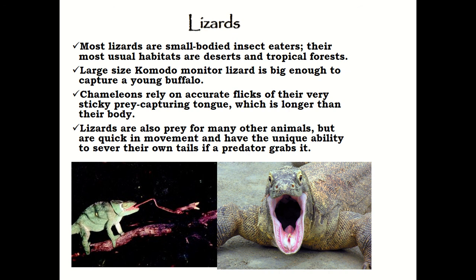Next example of reptiles is lizard. Lizards are small-bodied insect eaters whose usual habitats are deserts and tropical forests. The large Komodo monitor lizard is big enough to capture a young buffalo. And chameleons rely on an accurate flick, as you can see over here, of the very sticky prey-capturing tongue, which is much longer compared to the body.